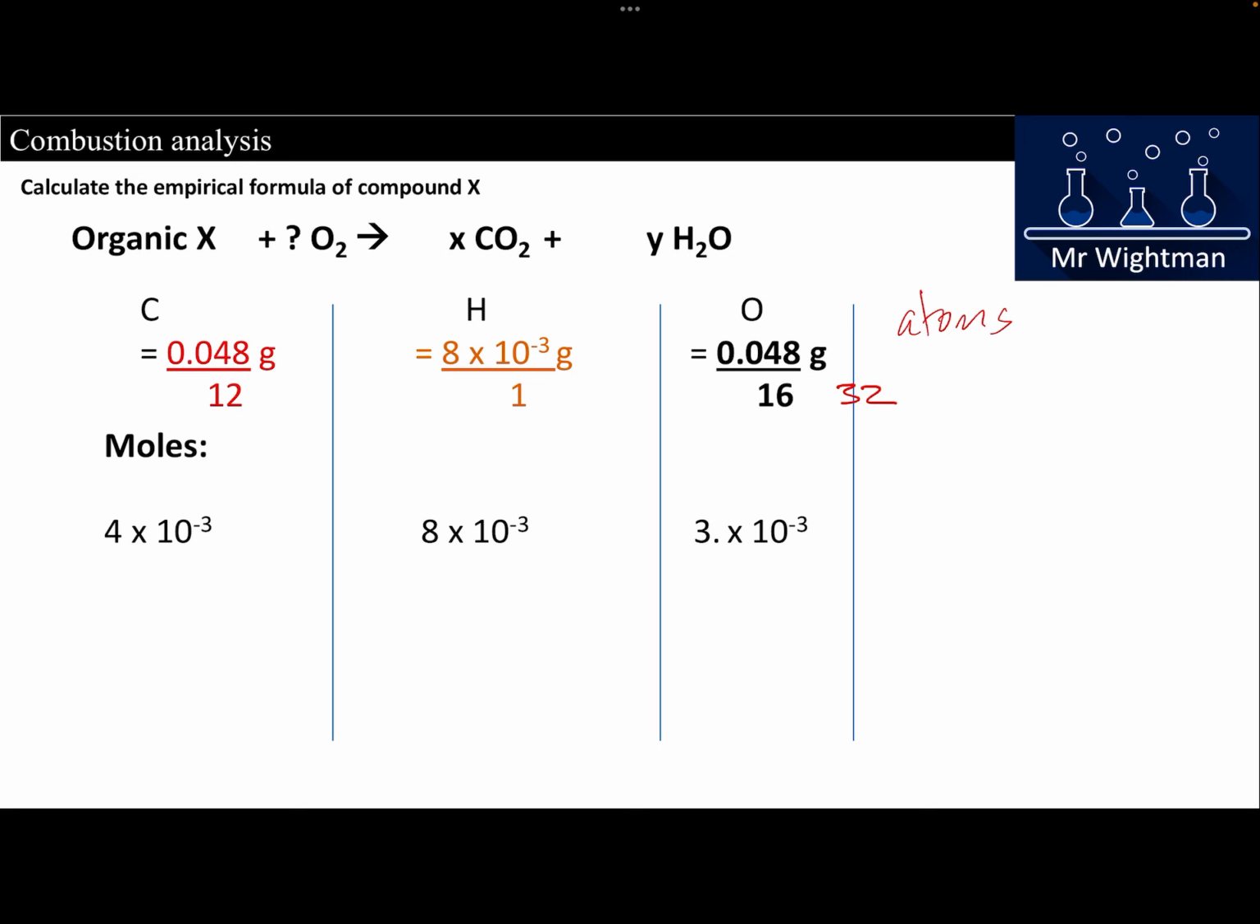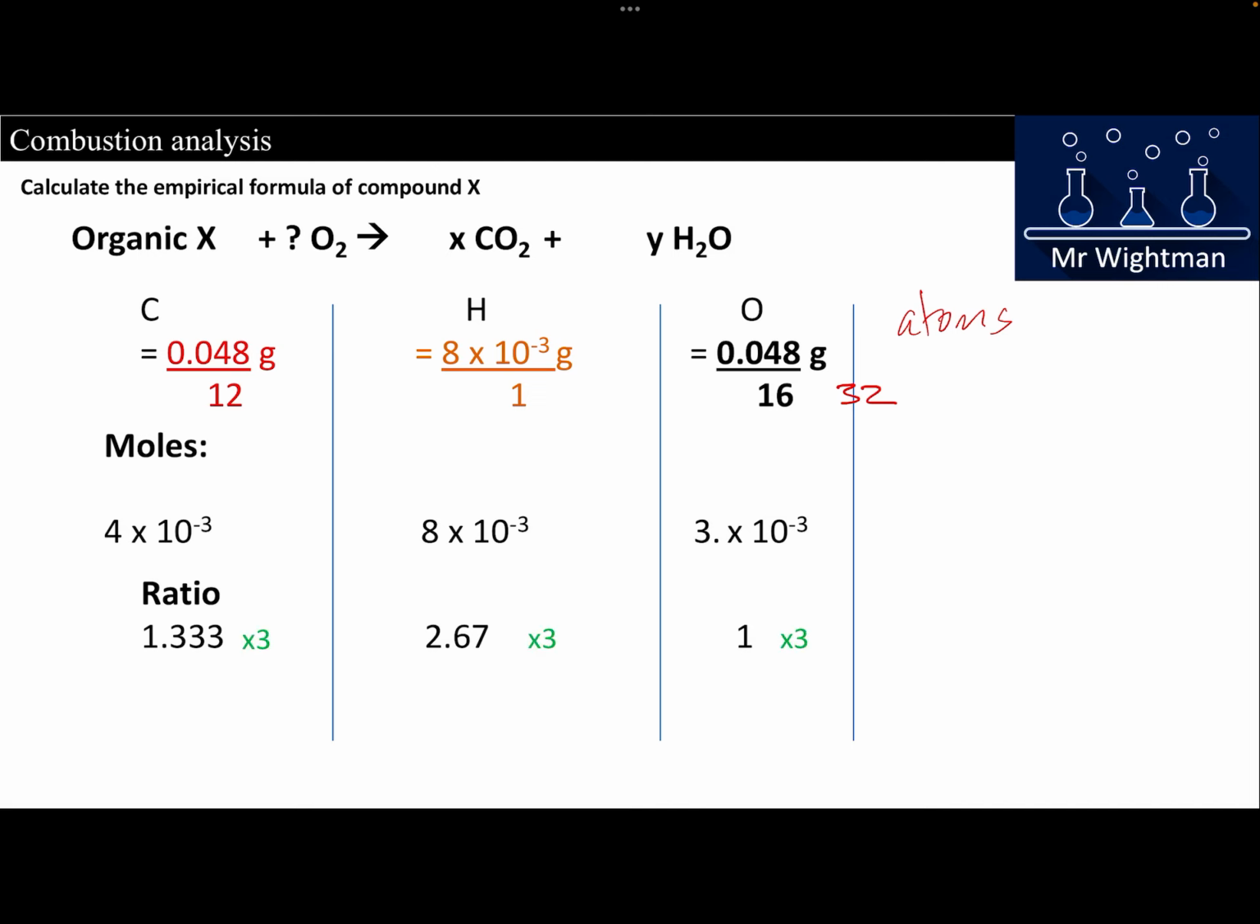And then what we want to do is divide them by the smallest number. And so if we do that, we want to divide each by, say, 3 times 10 to the minus 3. That gives us 1 oxygen, 2.67 hydrogen, 1.33 of carbon. So this isn't a whole number. So what we need to do is to multiply them to make them into a whole number. So they're a third, roughly, and 2/3 for hydrogen.